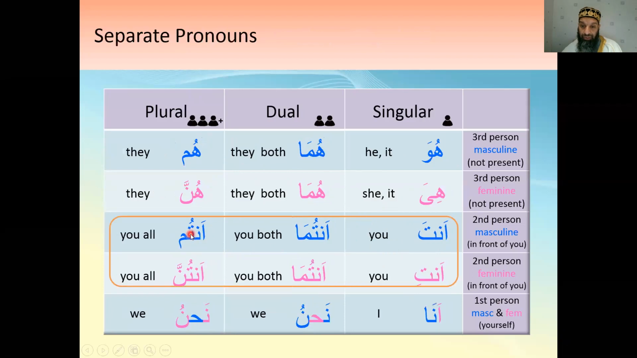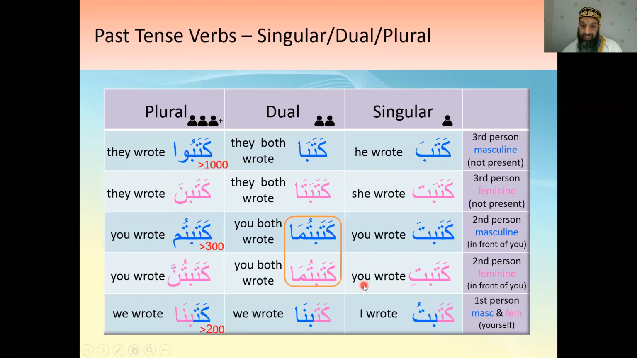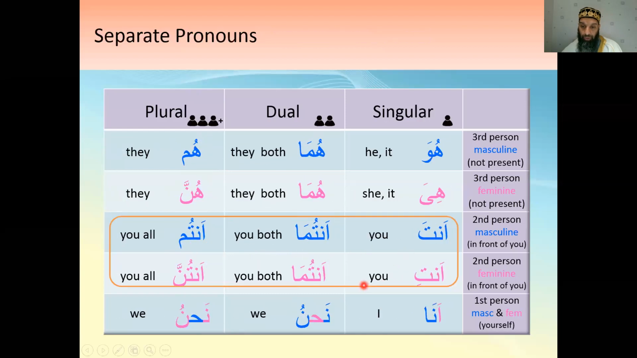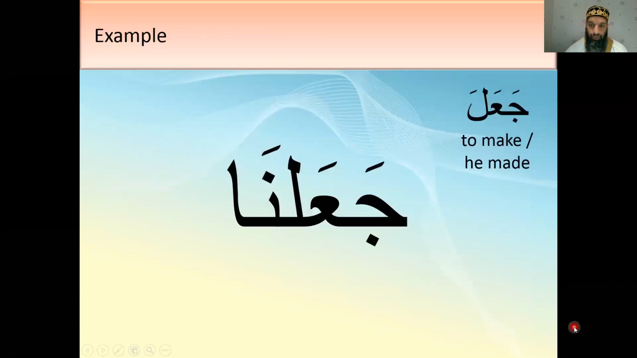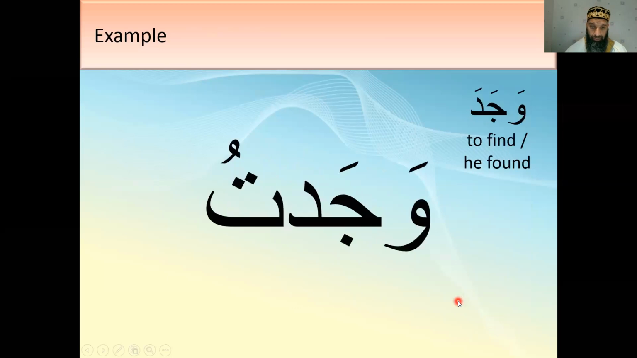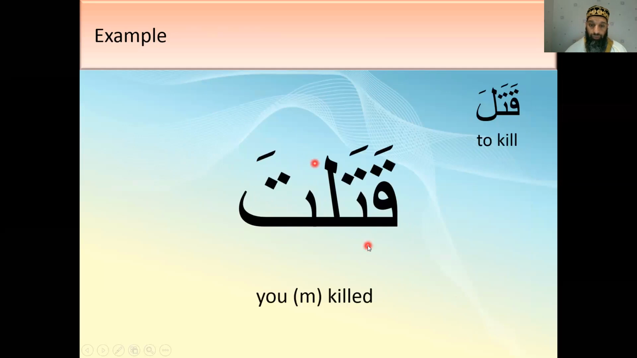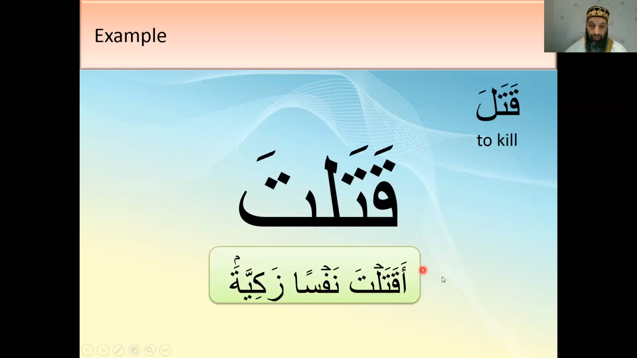So the endings of that table there and the separate pronouns table for second person are the same. Okay, and then katabtu, katabna. That was that. So then we had some examples. Ja'alna, we made. Ja'alu, they all made. Wajadtu, the tu means I. Khalaqtu, ja'altu, rafa'tu. Ta is for you. Qatalta, you killed. And in the Quran it comes, aqatalta nafsan zakiyatan. Did you kill a soul that is pure?